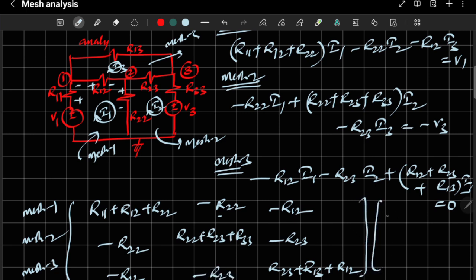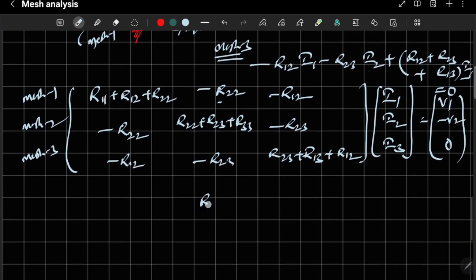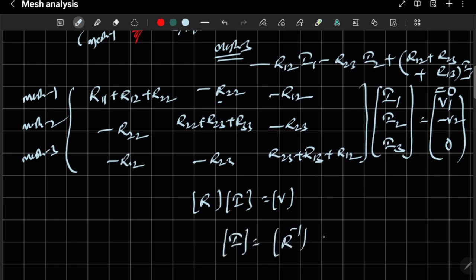Then here you will get I1, I2, I3. It is equal to V1, minus V3, 0. These are the 3 equations we will get. So here it is the resistance matrix, and here the current vector is equal to the voltage vector. You need the mesh currents, which equal the inverse of the resistance matrix multiplied with the voltage vector matrix.